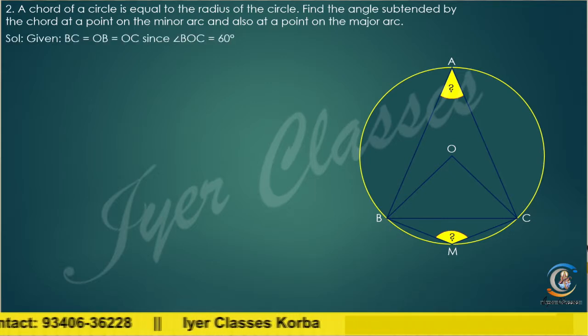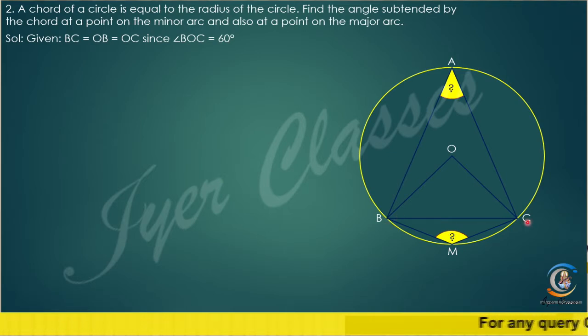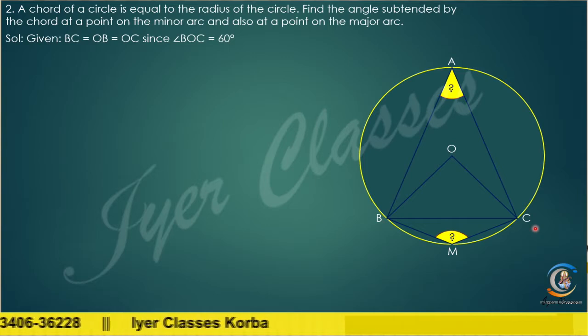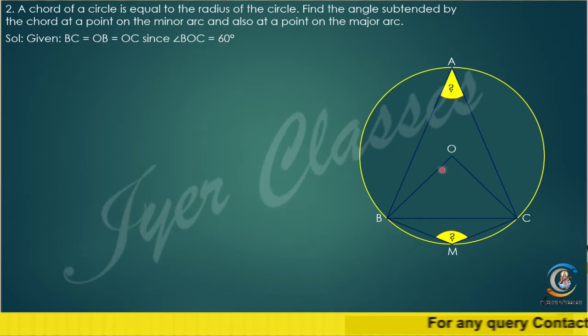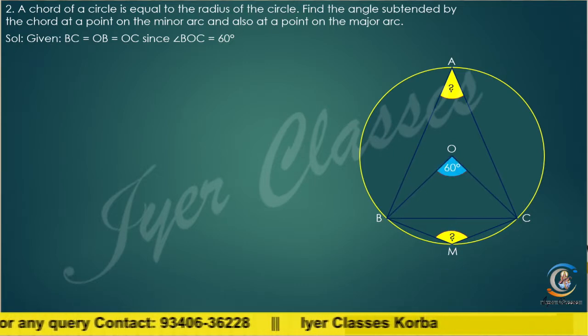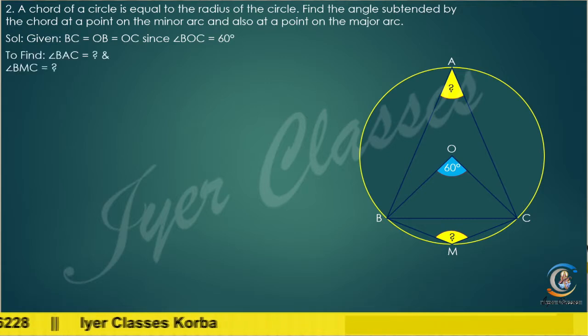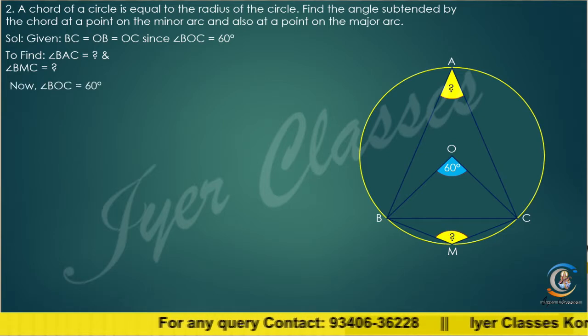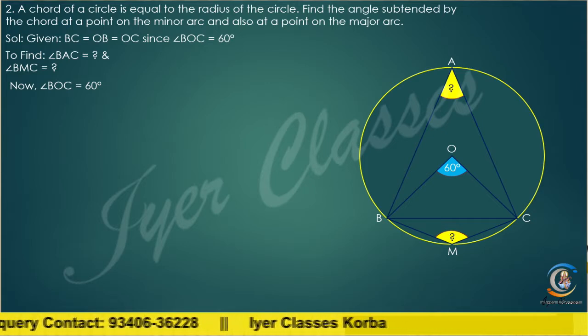Now, you all tell me what is given to you? You're given that BC, the chord, OB, the radius, and OC, the radius are all equal to each other, which makes triangle OBC an equilateral triangle. This is an equilateral triangle, so angle OBC, this angle, is equal to 60 degrees, right? Now this is the blue one shown in the figure, right? You're supposed to find out the angle BMC, the yellow one down here, and also the angle BOC, we know it is equal to 60 degrees, right?